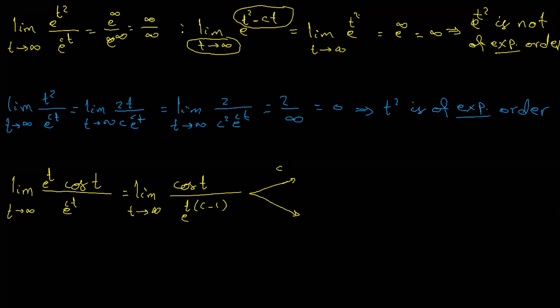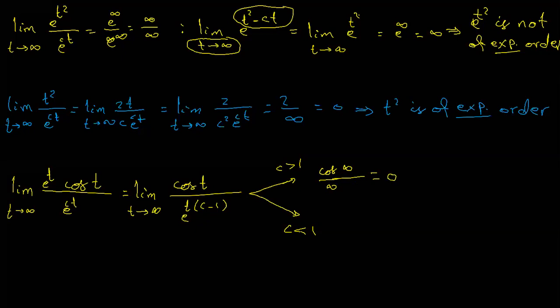If c is greater than 1 or c is less than 1, what do you think? If c is greater than 1, so your denominator, it will be what? When t tends to infinity, positive, so you have infinity. Am I right? Yes. And your numerator, cosine infinity, divided by infinity. As Bailey said, the cosine is a number between -1 and 1. So I have only 0.